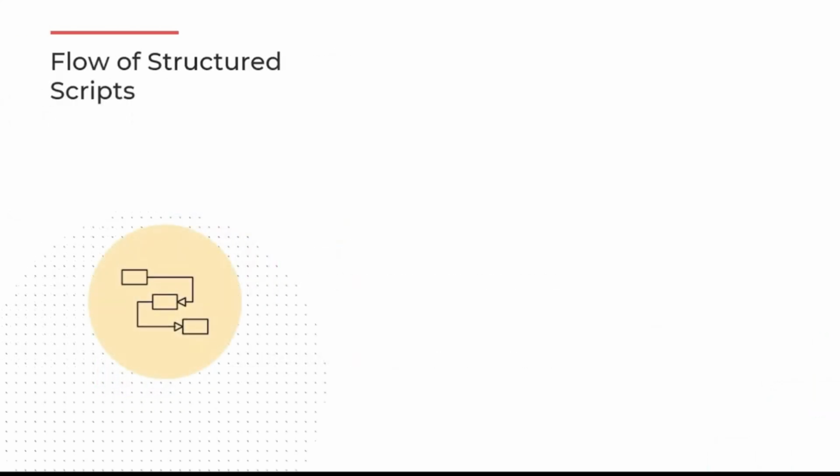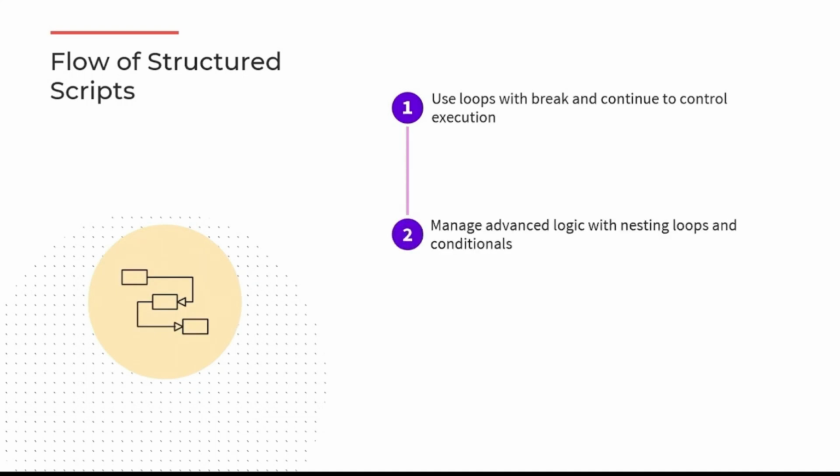Advanced scripting often requires a clear flow of actions, and this is where structure is important. You may need to handle complex loops that include break and continue statements to control the flow of execution. Sometimes, you'll nest conditionals inside loops or loops inside conditionals to manage more advanced logic. Additionally, you can control script execution using flags or switches, allowing users to customize behavior based on their specific needs.